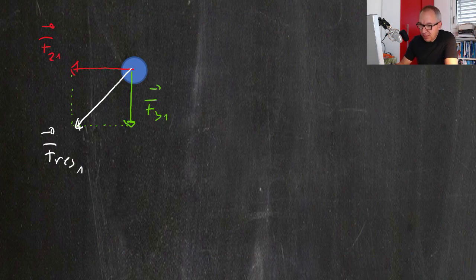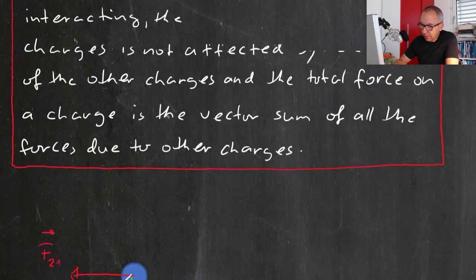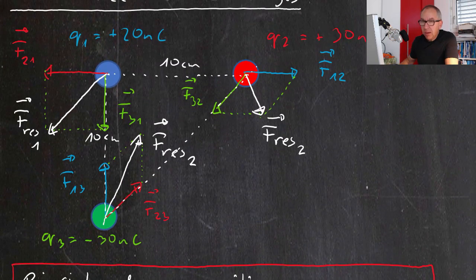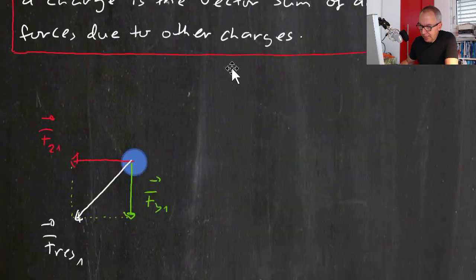I have copied the situation down here, and first of all we have to go back and look at what is F21. F21 is the force in between these two, so we have to take Q1, 20, and Q2, 30 nanocoulombs, and R is 10 centimeters. So let's put that in.